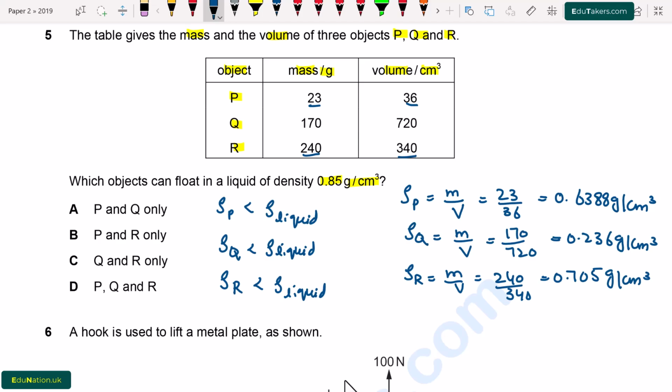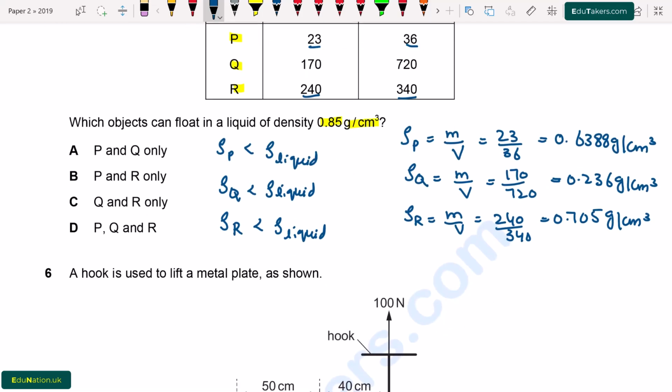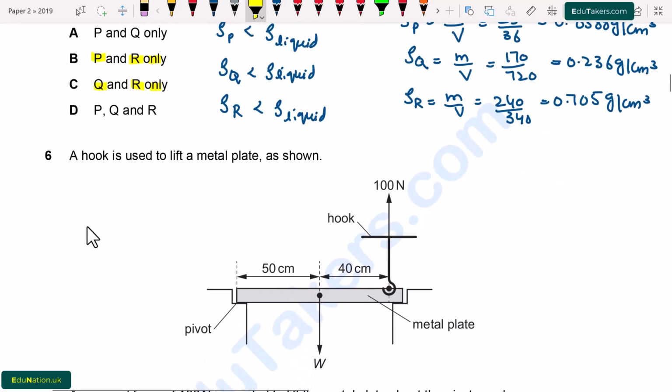Now we see the options. Option A, P and Q only. B, P and R only. C, Q and R only. D, P, Q and R. So option D is correct.